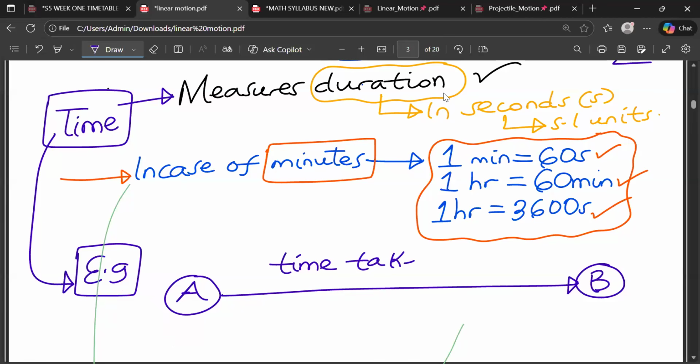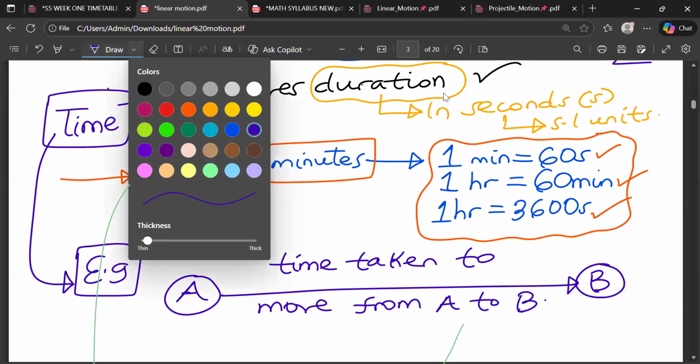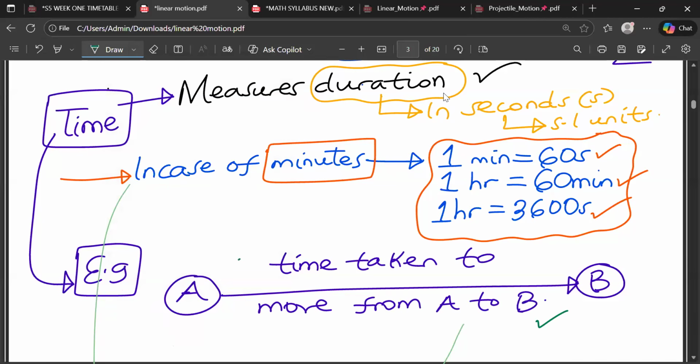Time taken to move. Time taken to move from A to what? From A to B. Yes, that is it. Time taken to move from A to B. It can be like that. So it can be that measure of duration between intervals.